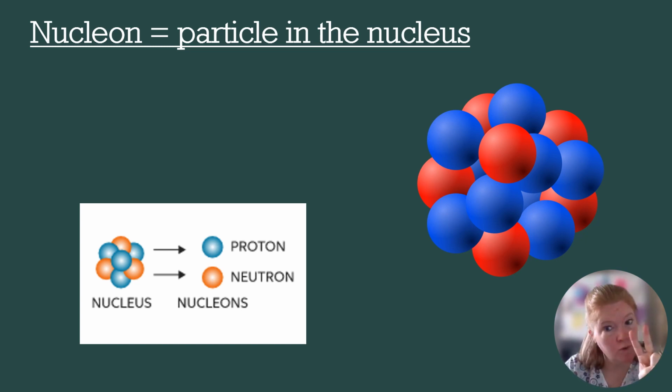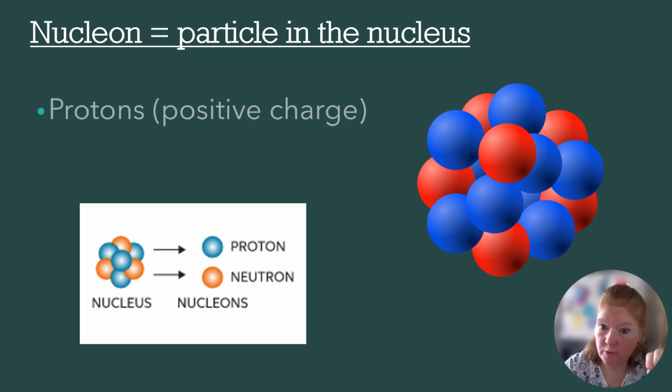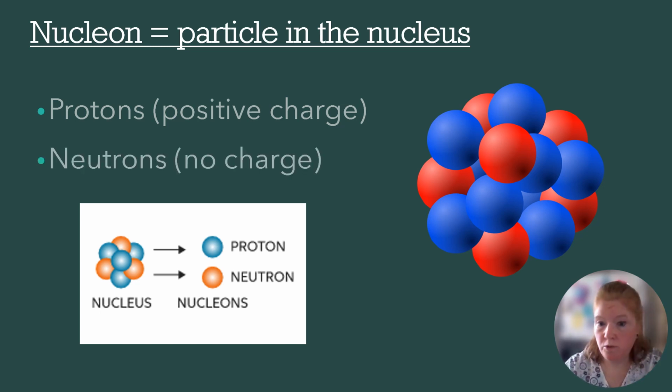So that includes two things, either a proton, which has a positive charge and a mass of 1 U, atomic mass unit, or a neutron, which has no charge, but also has a mass of 1 U, or atomic mass unit. So a nucleon is any individual particle that is found in the nucleus.